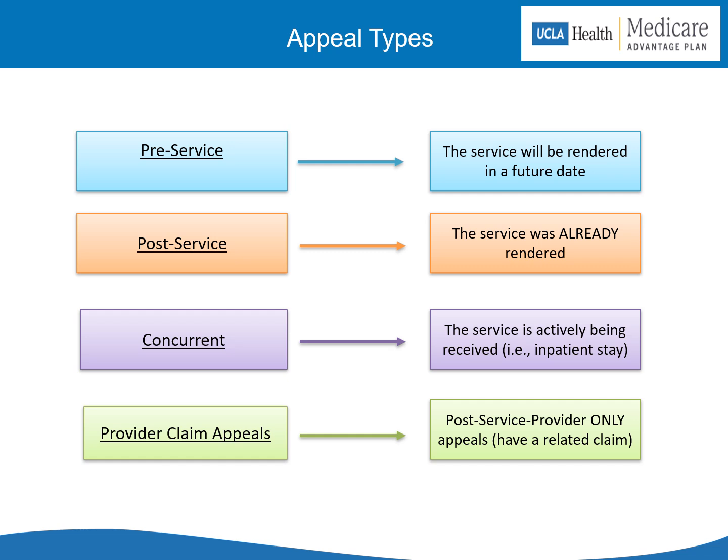So here are our appeal types. We have pre-service appeal. That pretty much means that the service will be rendered in the future. A post-service appeal is when a service was already rendered after the fact. A concurrent appeal is actively happening. That means that the service is actively being received, the member's inpatient, for example. And provider claim appeals, they're post-service appeals only. These appeals are related to a claim or service that has already happened in the past, and these do not have anything to do with our members.